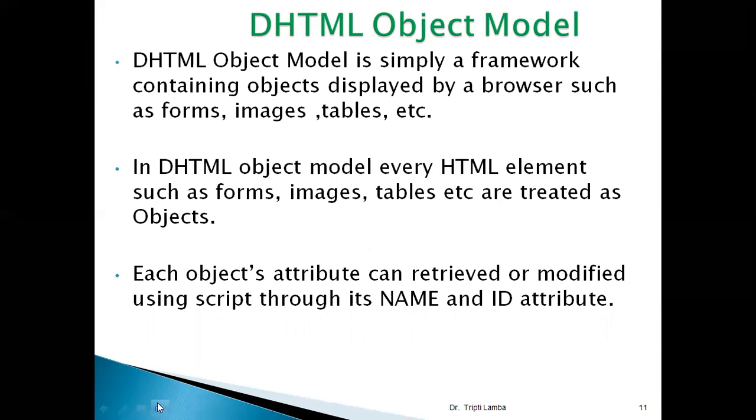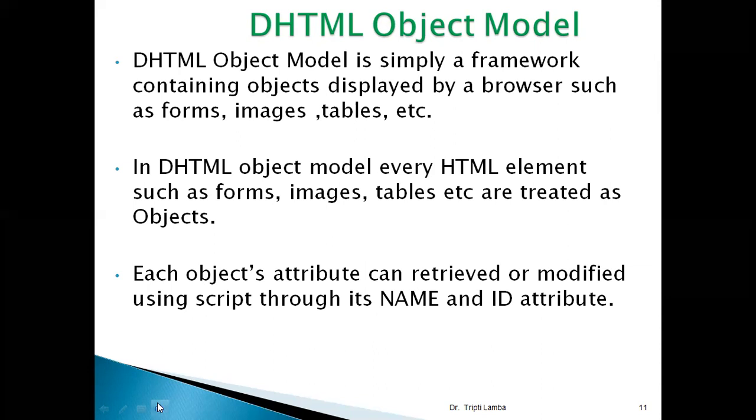Now, what is the use of that? You want to retrieve any form, any table or an image. Suppose more than one form is available in your website. How will you be able to extract it? How will you be able to retrieve it? You will be able to retrieve it with the object, right? So each object's attributes can be retrieved.